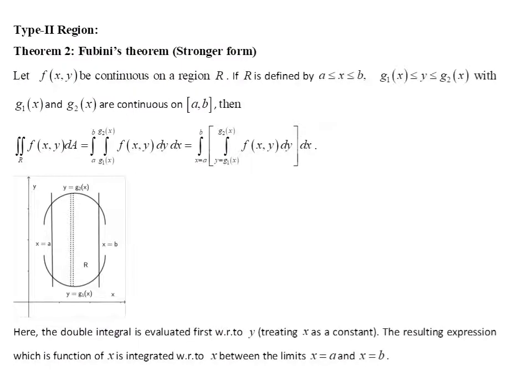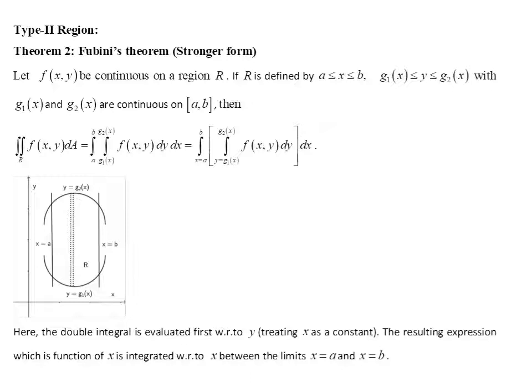Let us move to type region 2. Let f of x y be continuous on region R, where R is defined by a less than or equal to x less than or equal to b, where a and b are the constant limits, and y varies from g1 of x to g2 of x, with g1 of x and g2 of x continuous functions on the interval a b. Then the double integral over the region R of f of x y into dA can be written as the integration from a to b and integration from g1 of x to g2 of x of f of x y into dy into dx, where dA is equal to dy into dx.